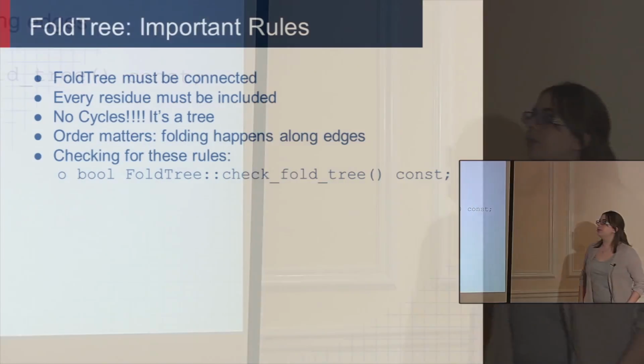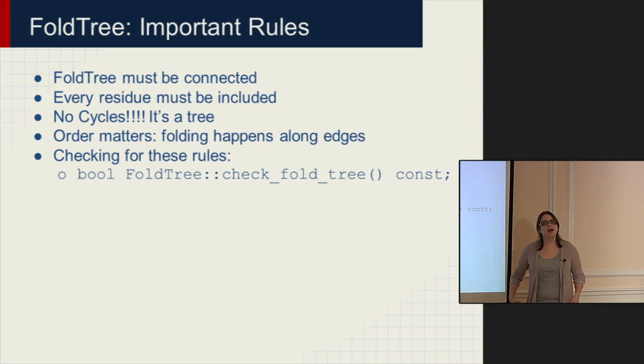And then, so the FoldTree can be a little bit finicky. So it's really important to know about some of the rules that govern why you might want to add or change an edge. The FoldTree must be a fully connected graph, and every residue must be included. So that means that, as I mentioned earlier, you can't just leave out residues in the pose. You have to include everything in your FoldTree.